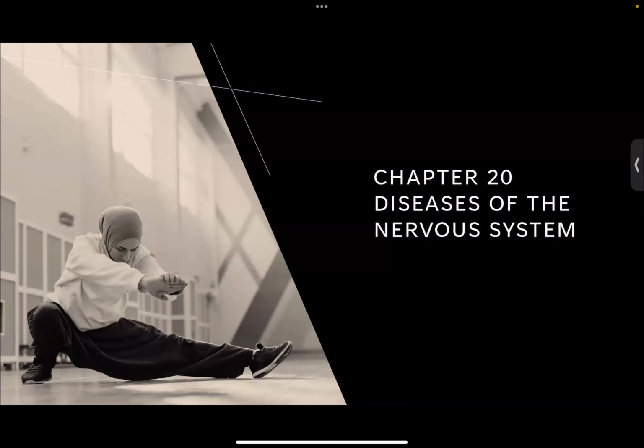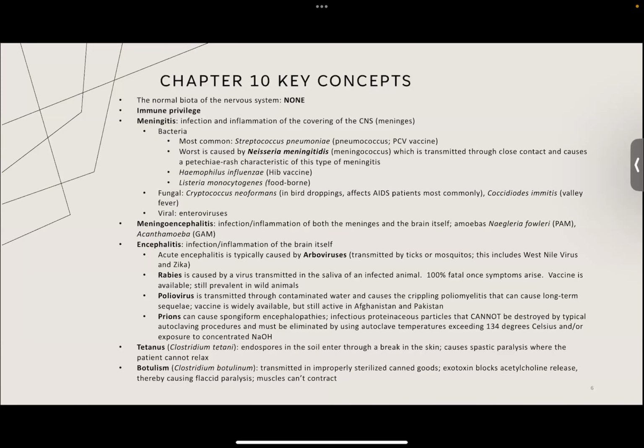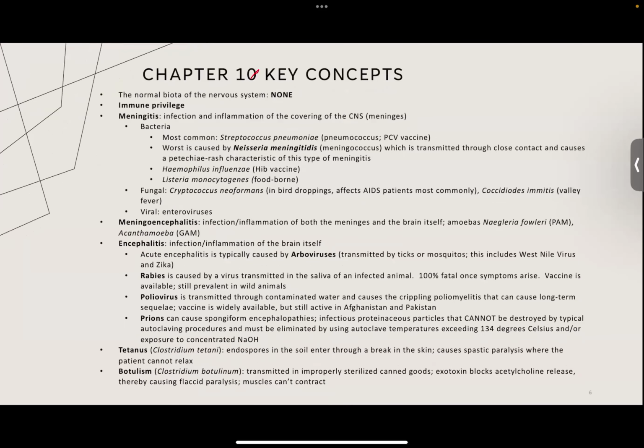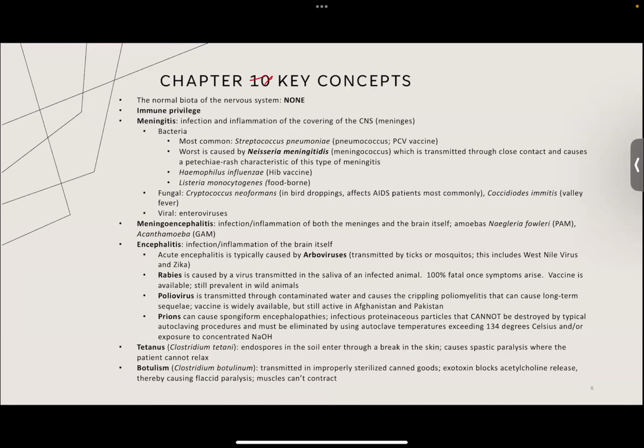All right, chapter 20 was our nervous system diseases. I didn't change it. This is supposed to be 20, but you guys don't care, I'm sure. Anyways, so our normal biota for the nervous system, we shouldn't have one. It should be sterile. There should be no bacteria or viruses or anything that are normally associated with infection of these tissues. So our normal biota should be non-existent here.